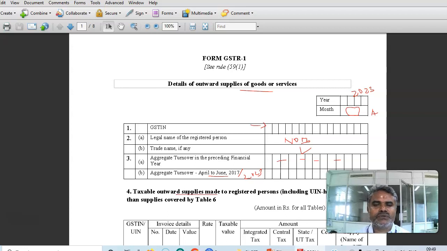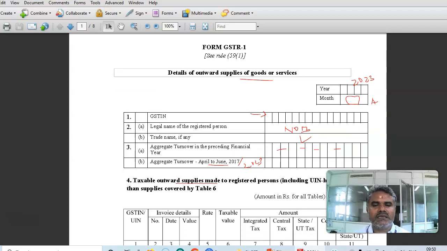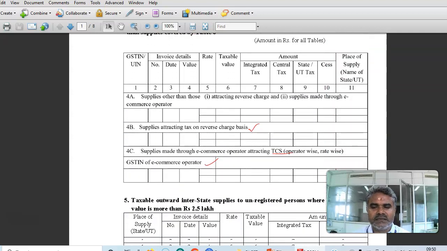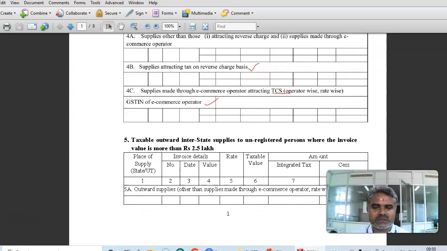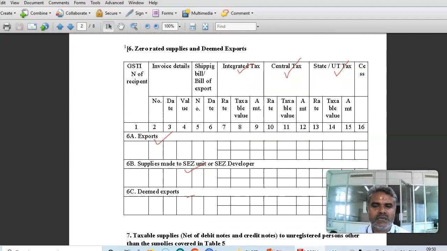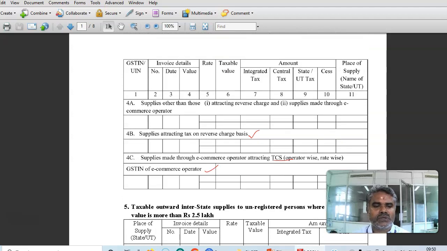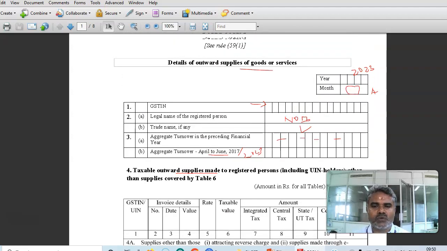So I already showed you what information we have to furnish in this return. We discussed it in the earlier session. No problem, once again you see this is all the information we have to give at the time of filing GSTR-1. Before serial number 1, you have to give the year and month in which you are filing GSTR-1. Both will be given at the top of the form.